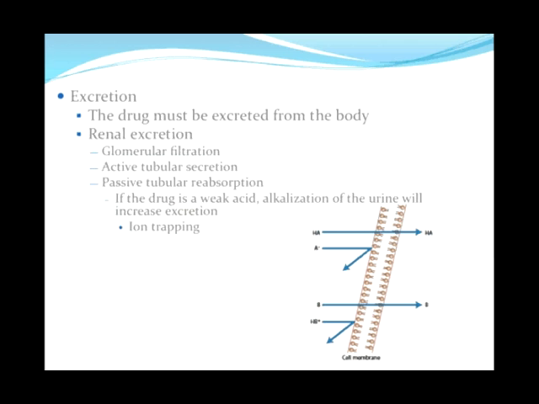Therefore, if the drug is a weak acid, then alkalinization of the urine will increase excretion by making more of the drug in the charged anion form rather than the uncharged HA form. This is referred to as ion trapping. So let's take a look at this figure here, which demonstrates ion trapping. It can be seen that the uncharged molecules can move across the lipid cell membrane much more readily than the ionized molecules.